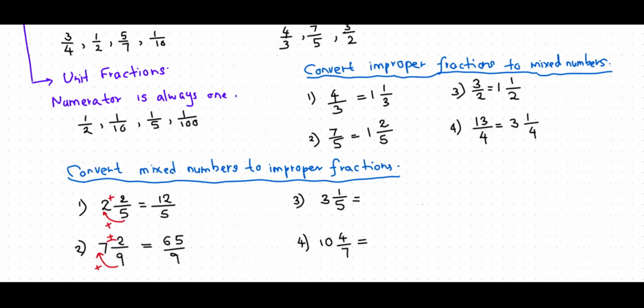Third one. 5 times 3, 15. 15 plus 1, 16 over 5. Fourth one. 7 times 10, 70. 70 plus 4, 74 over 7.